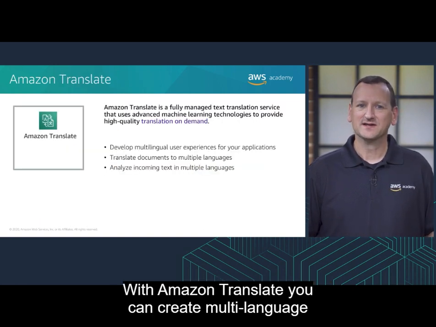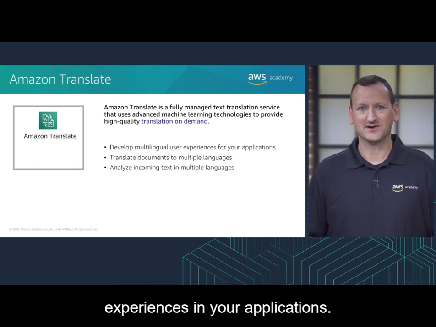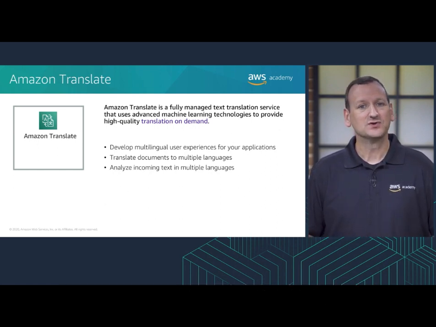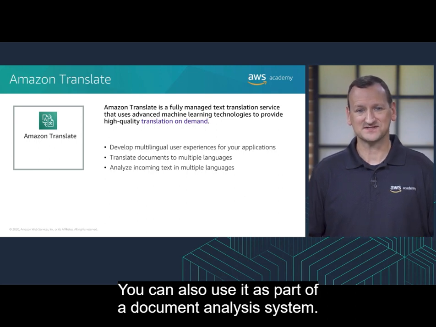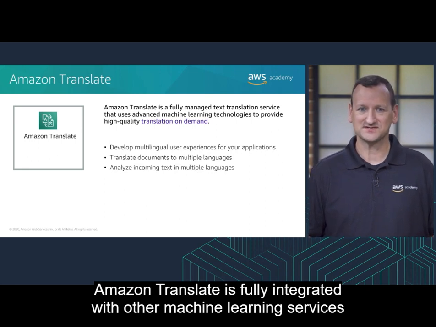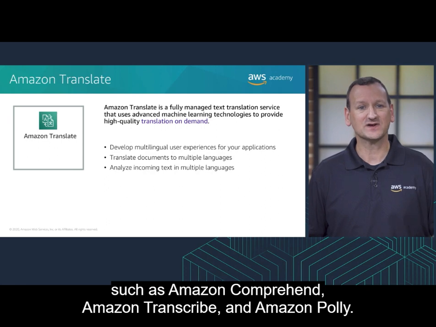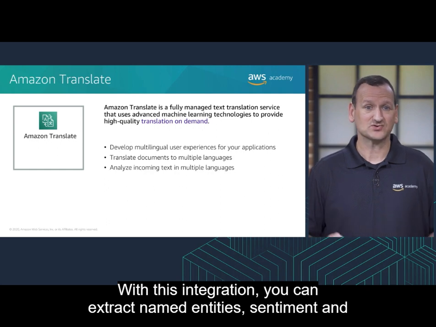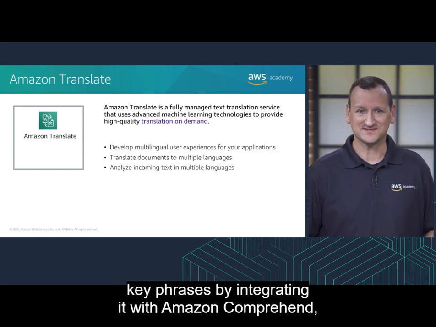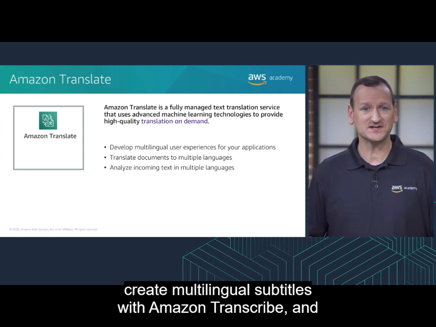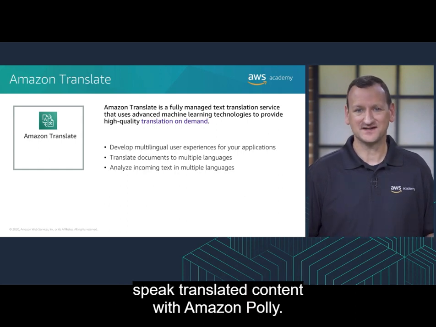With Amazon Translate, you can create multi-language experiences in your applications. You can create systems that read documents in one language and then render or store them in another language. You can also use it as part of a document analysis system. Amazon Translate is fully integrated with other machine learning services, such as Amazon Comprehend, Amazon Transcribe, and Amazon Polly. With this integration, you can extract named entities, sentiment, and key phrases by integrating it with Amazon Comprehend, create multilingual subtitles with Amazon Transcribe, and speak translated content with Amazon Polly.